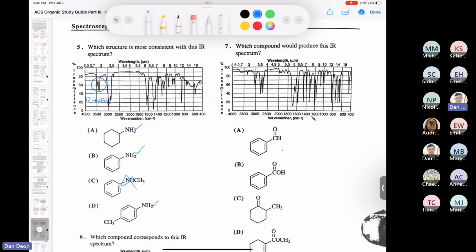Why can we scratch A off of there? Could anybody tell me why we could scratch A off of there? Right, we can scratch A off of there because the compound is aromatic. You can see here you have the carbon-carbon double bond, aromatic stretching like that. So now it means it's either B or D. So could anybody tell me which one of these it is? Is it B, aniline, or is it D, para-methyl aniline?